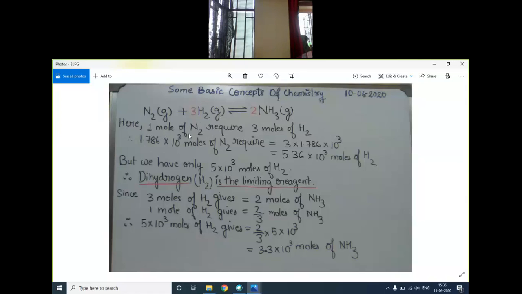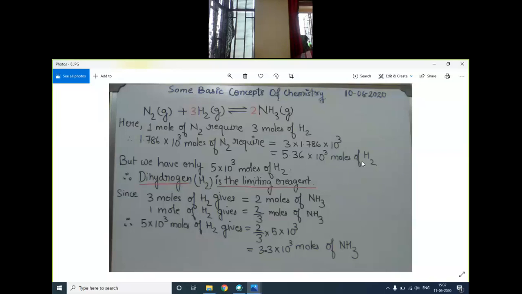So here we are comparing. First of all we are writing the statement of the balanced chemical reaction: 1 mole nitrogen gas reacting with 3 moles of hydrogen gas. So we have to compare this with the present number of moles. We have already calculated that 1.786 into 10 to the power 3 moles of nitrogen will require, now 1 mole of nitrogen is requiring 3 moles of hydrogen, so this much moles will require 3 into this, by the unitary method. So this much moles of hydrogen is required.